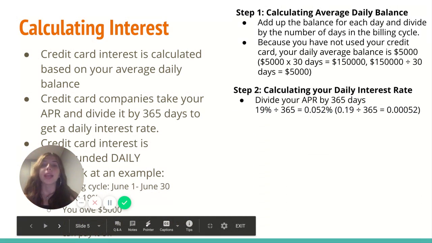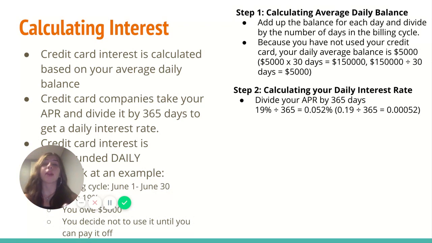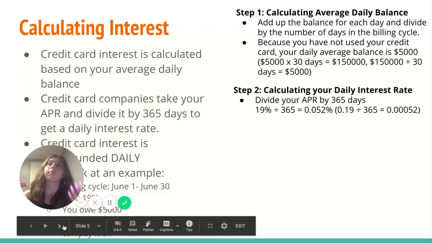So step two, calculating your daily interest rate. You would have to divide your APR by 365 days. So it would be 19% divided by 365, which equals 0.052%. In the brackets, it just shows you 0.19 divided by 365 equals 0.00052, which is not a big percentage, which credit cards normally do.